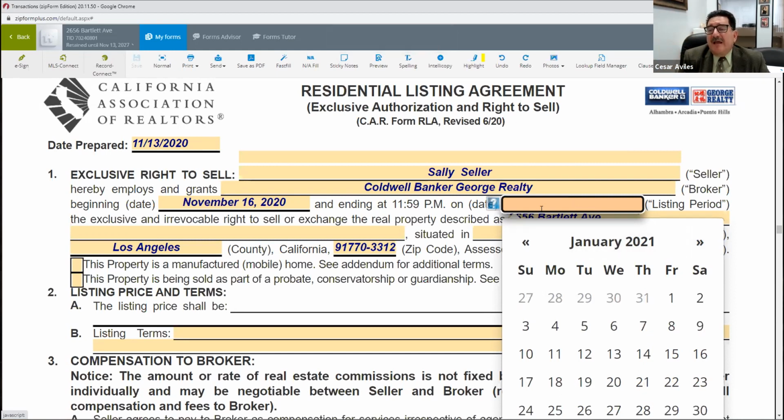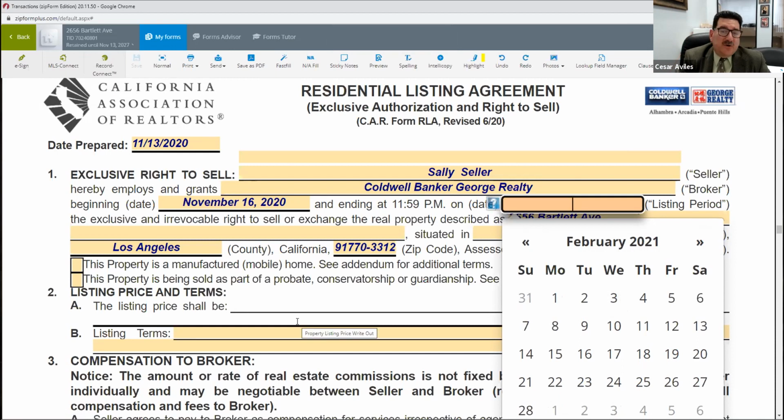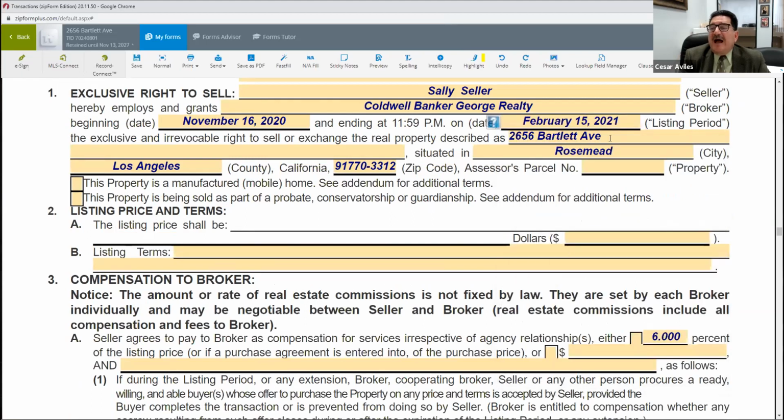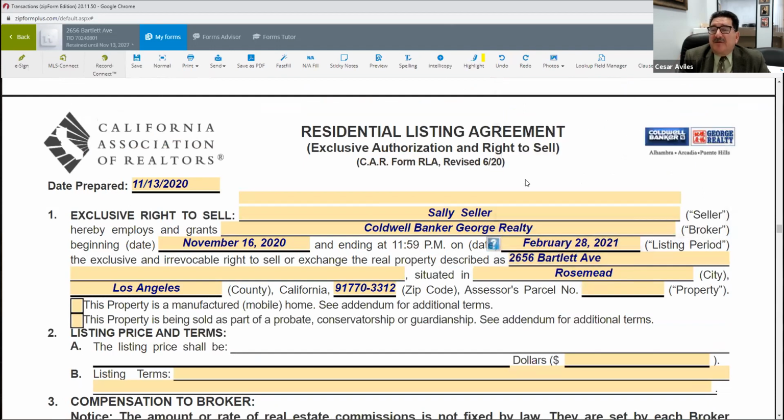So we have December as month 1, January as month 2, and February as month 3. So 90 days. Today is the 15th of November. You could always put the 15th here. But I always love to say, no, no, let me give it until the end of the month. So I always put the end of the month so I catch a couple of extra days. So it's 3 months. We start today, and you give me December, January, February, and then I use that until the end of the month. I usually try to do that.